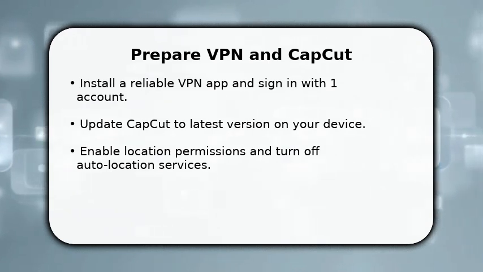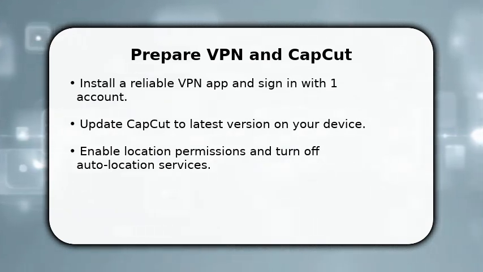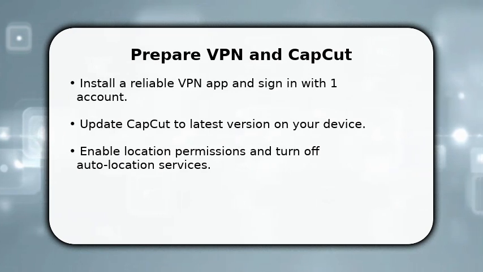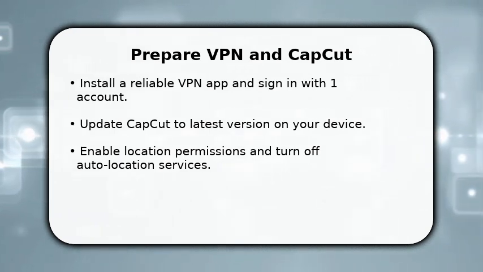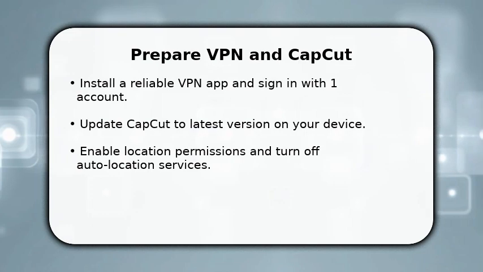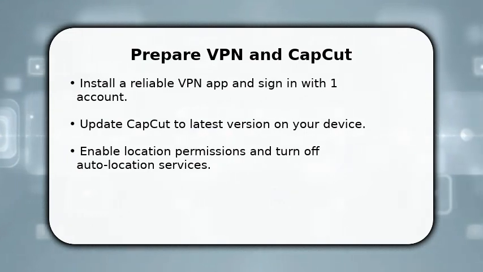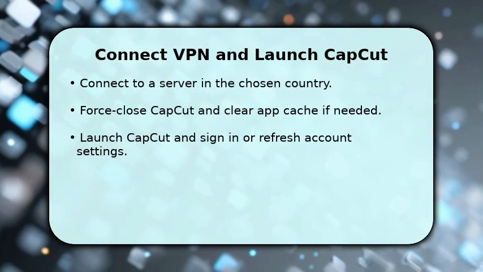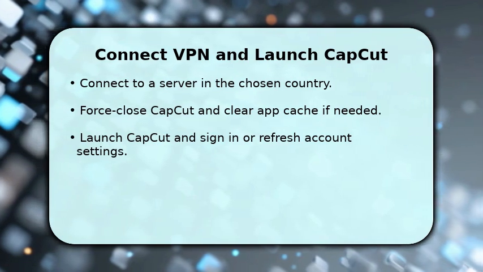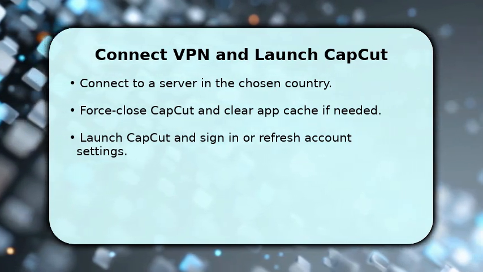Next, open the VPN and pick the target country where Capcut features are available. You're moving fast. Don't waste time on settings you won't use. Focus on granting the VPN the network access it needs. So now connect the VPN to the selected country and wait for the secure tunnel to establish.